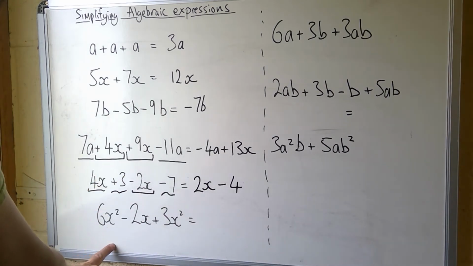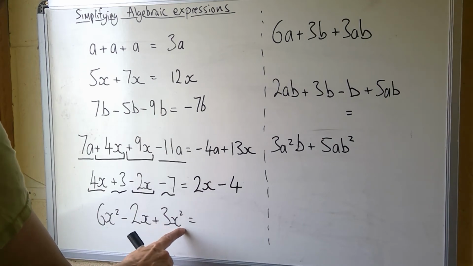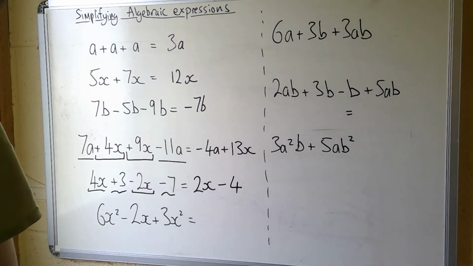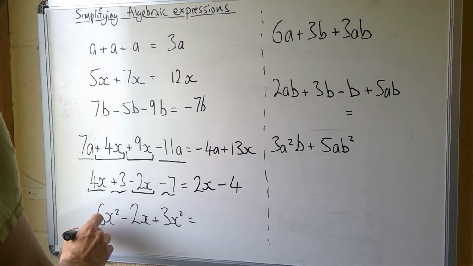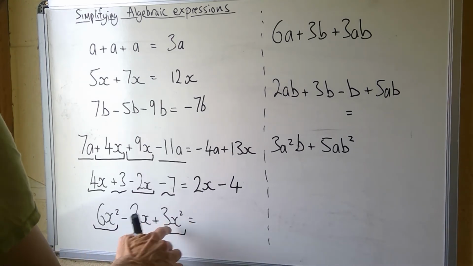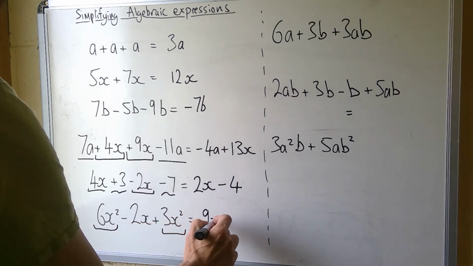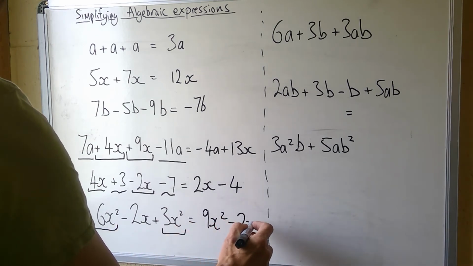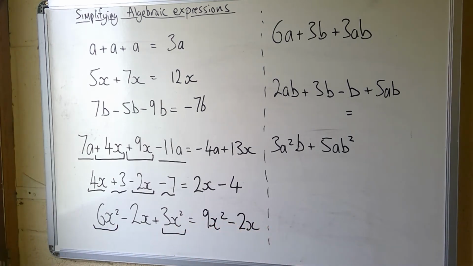Got to be careful with one like this. I've got 6x squared minus 2x plus 3x squared. These look like they're all like terms, but actually they aren't. An x squared is a different type of term than an x. So I can look at the two x squared terms together. 6x squared plus 3x squared would be 9x squared. And then I can't simplify the minus 2x any more than it already is.